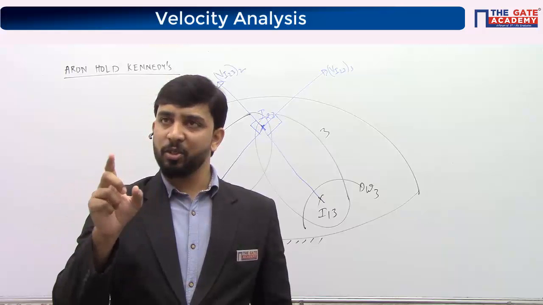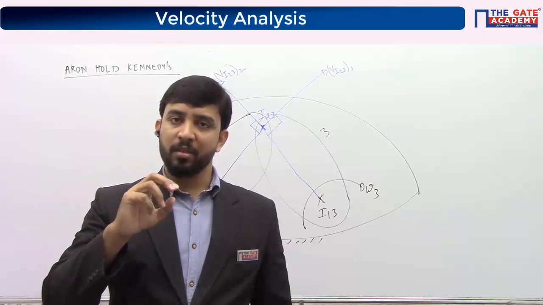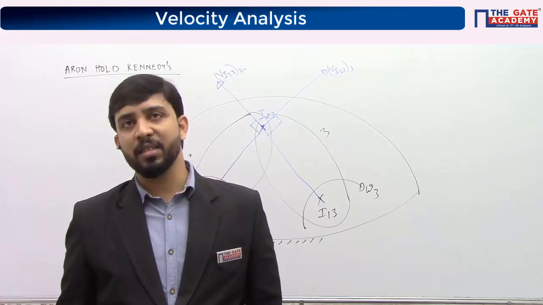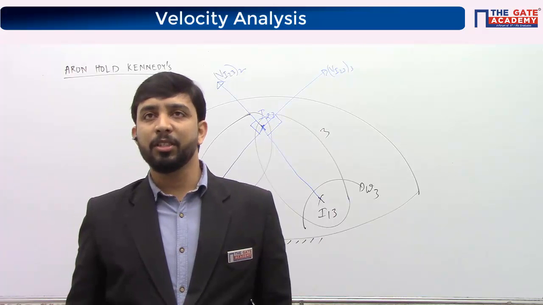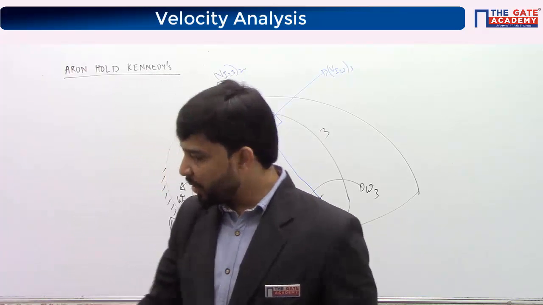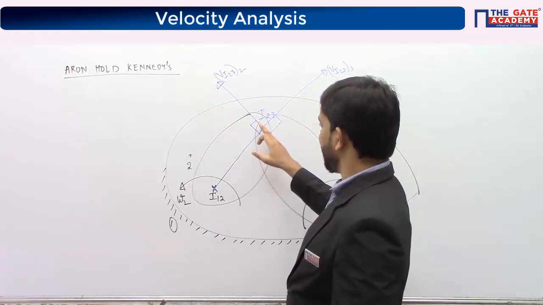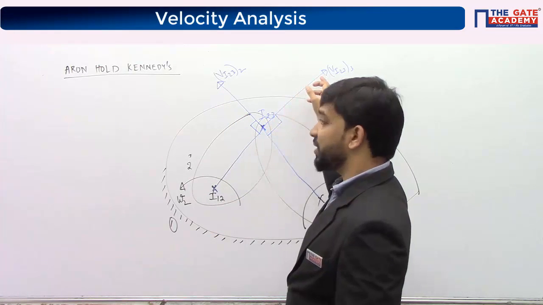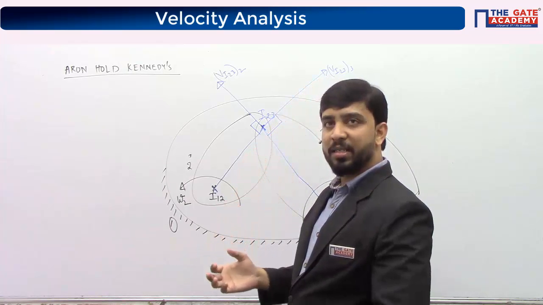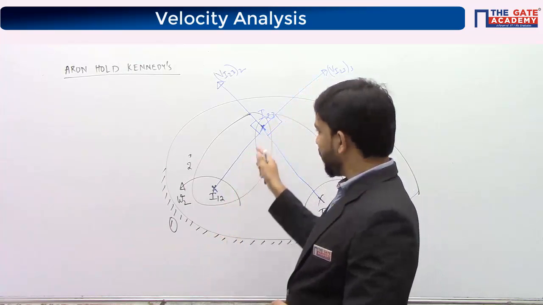Or I can say, the coincident points should not have any relative velocity. That's an I center, yes or no? But if you look at this one, when I consider this point on body 2, its velocity is in this direction. When I consider the same point on body 3, its velocity is in this direction. So I can say this is not the I center, right? Because this point has two different velocities.